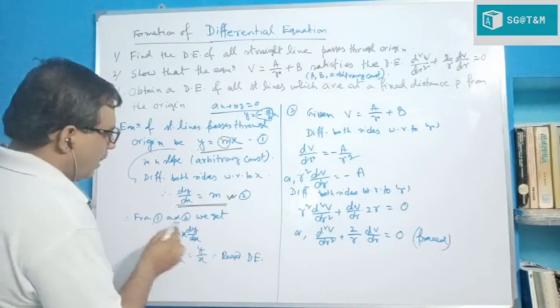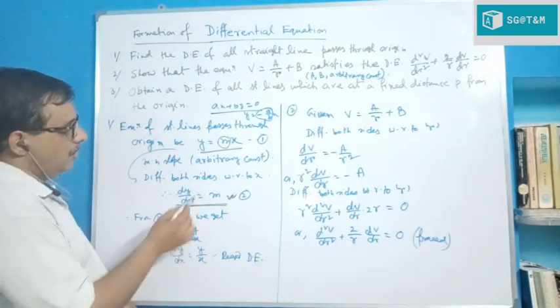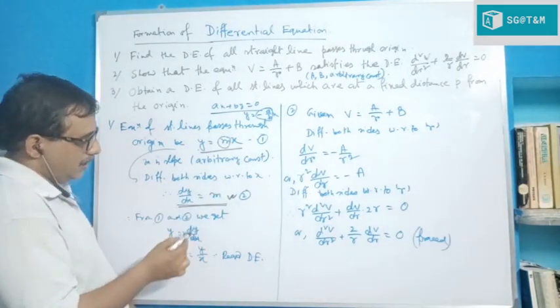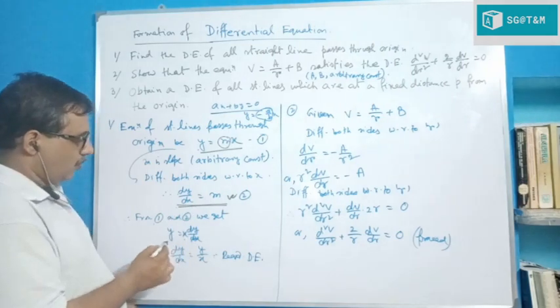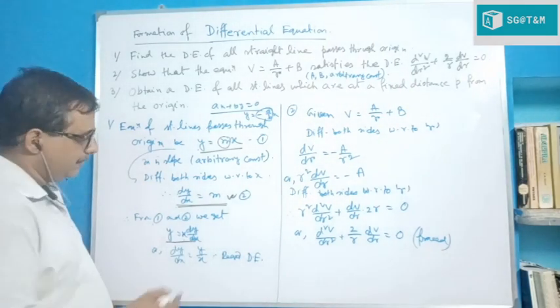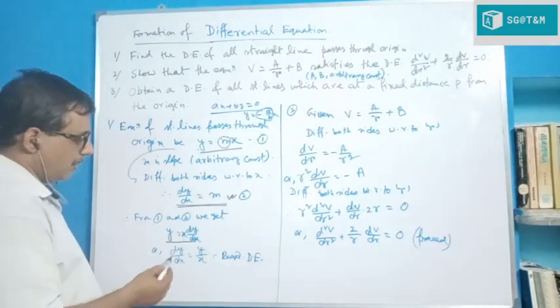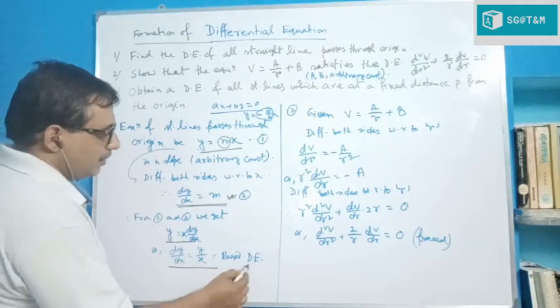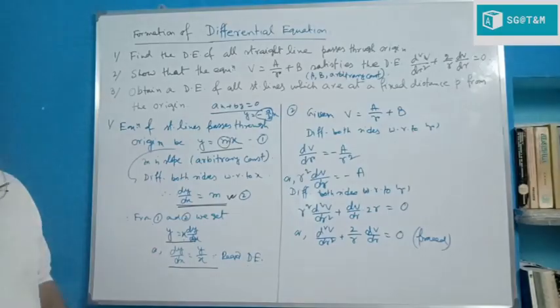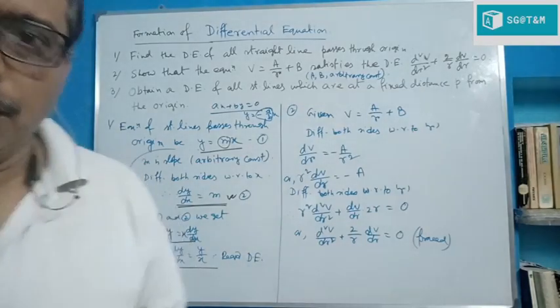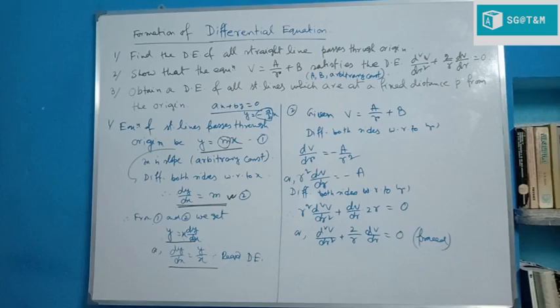So from equations 1 and 2, we can write y is equal to m, and instead of m we write dy/dx, and x remains the same. So y is equal to x into dy/dx. This is the required differential equation, or you may write it this way: dy/dx is equal to y by x. This is the required differential equation. This is question number 1. Okay, next we start question number 2.